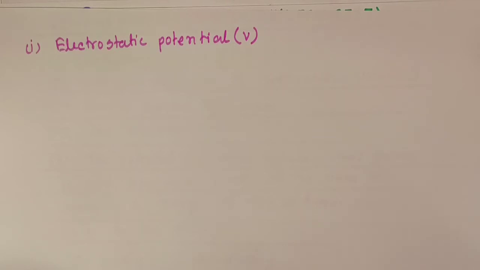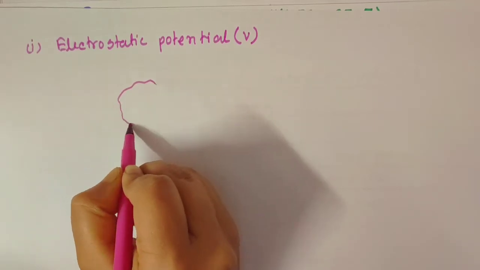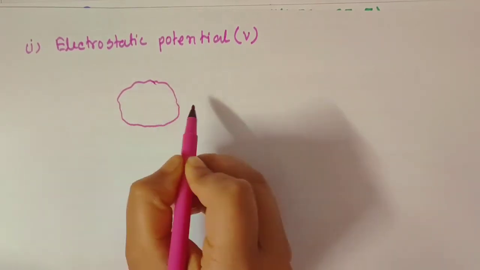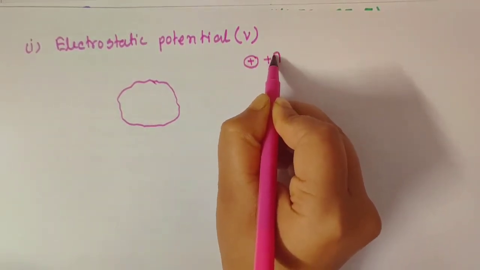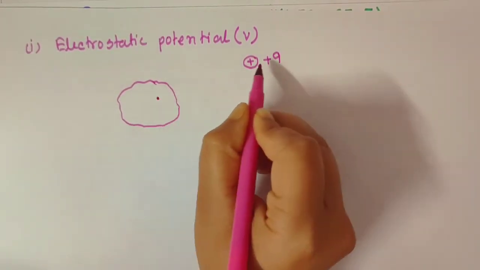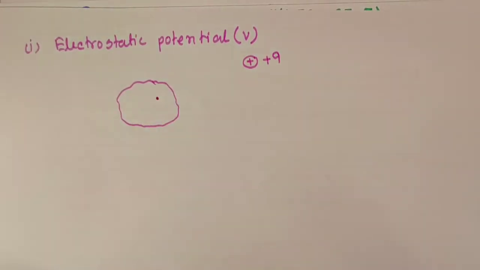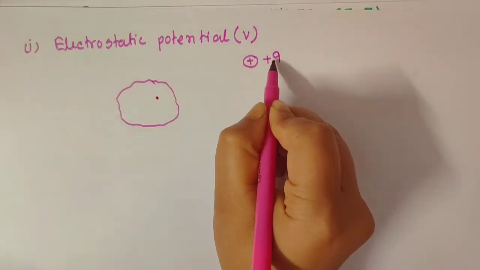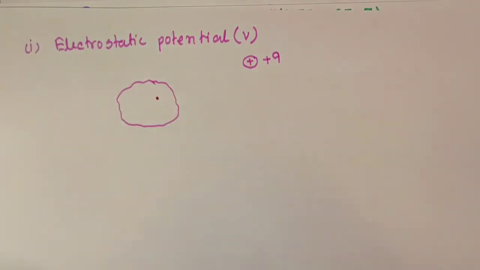Now, I am explaining electrostatic potential by one diagram. Suppose one electric field is here. So, this is electric field and one test positive charge, suppose plus Q, is here. And we want to bring this test charge in this electric field. For this, that means for bringing this charge to this point of this electric field, the amount of work done is known as electrostatic potential.